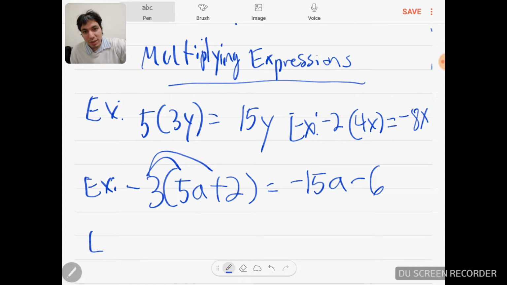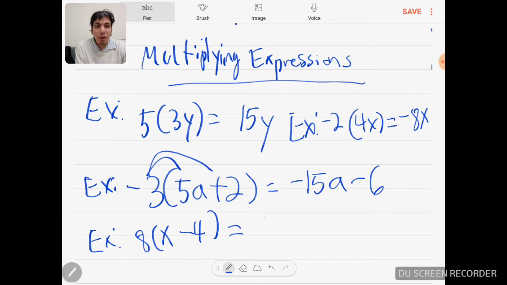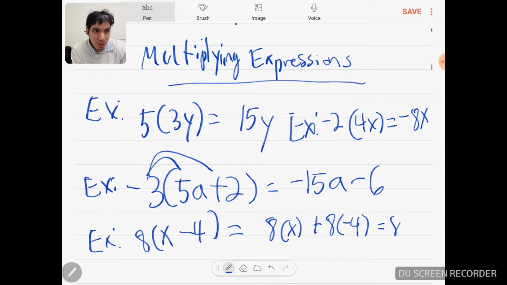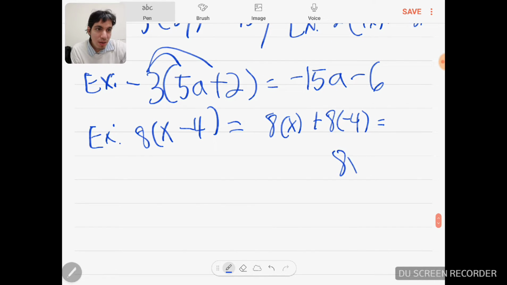Let's do one more distributive one. 8 times x minus 4. So you could distribute it the way I did it, or you can distribute it as 8 times x plus 8 times negative 4, which will give you 8x, let me write it down here since I don't have space. 8x minus 32 is your answer.